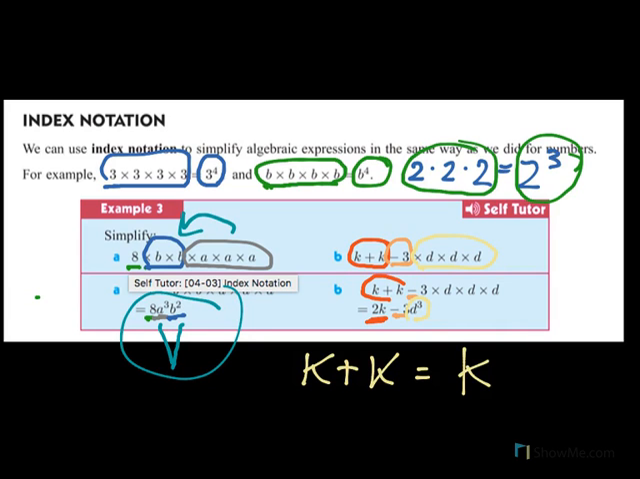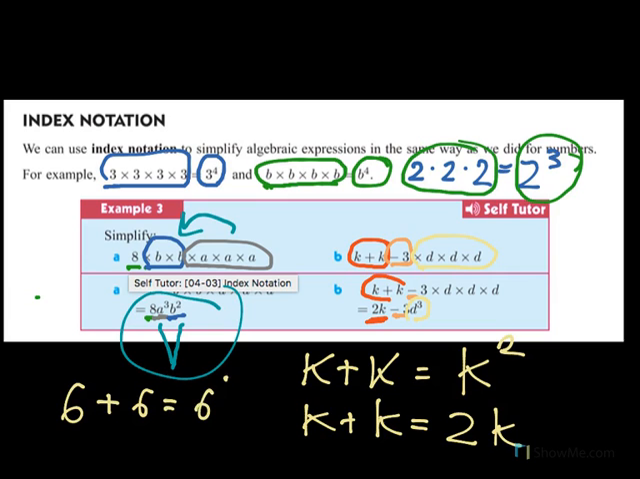Be careful when you have a letter, like K plus K. Be careful not to write this as K squared because it's very different. K plus K is 2K. If this was, for example, 6, 6 plus 6 is not 6 squared. 6 plus 6 is 12. Or it also equals 2 times 6, which is 12, same thing. But it is not 6 to the power of 2. I hope that makes sense.